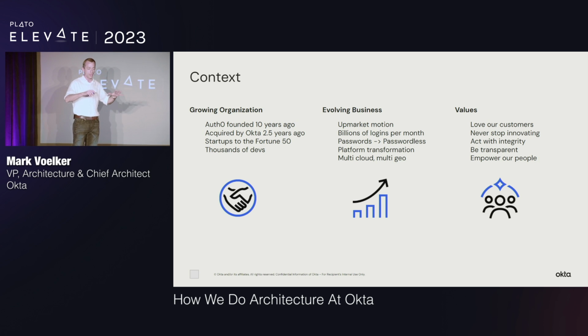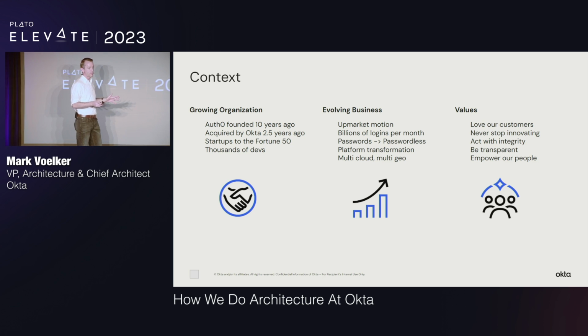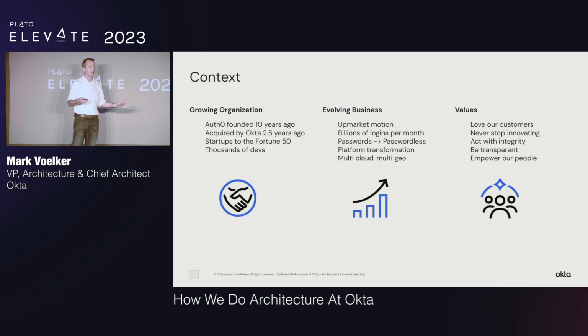So it's an evolving business. We have a general upmarket motion. We're processing now billions of logins per month. So it's not doubling small numbers anymore, but the numbers keep doubling. And there's a lot of change going on in this business as well. Gone are the days when username and password were the keys to the kingdom. A lot of you in the audience started hearing about passkeys and about secondary forms of authentication that don't even involve a password anymore.